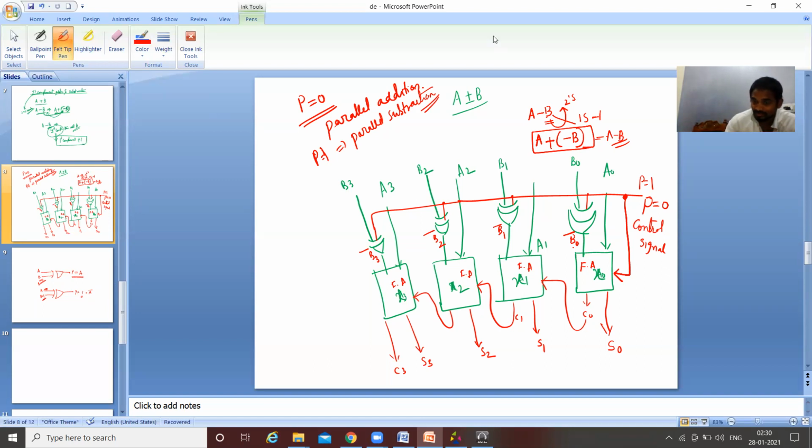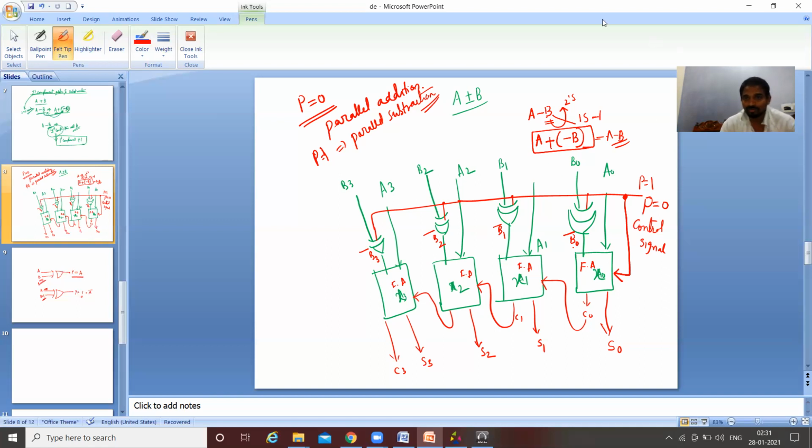So that's why this P. Even in the P is equal to 0 case, we can add this 0 to the least significant bit. It doesn't affect our results. If P is equal to 1, then we add 1 to the least significant bit and convert the B number into its one's complement equivalent. Then add 1, it converts into two's complement. After that, only addition is possible. So that's why this particular circuit will perform both addition as well as subtraction by just providing a control signal, which is P.